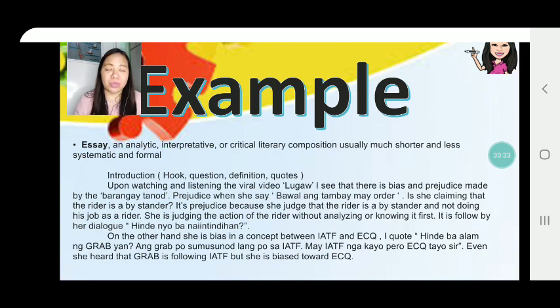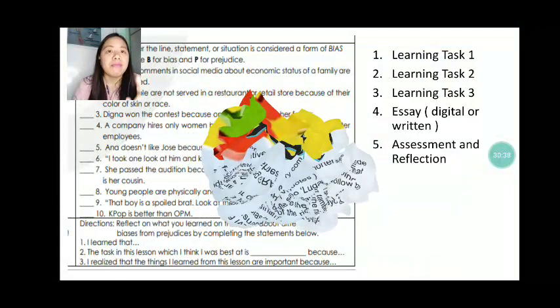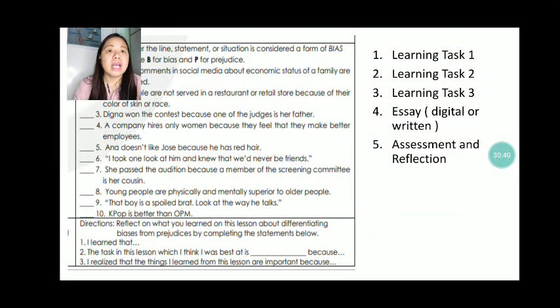Nag-quotes pa ako. So, ganito po yung ating gagawin. Okay? So, let's proceed. After that, you are going to do the assessment part wherein you are just answers only, right? B if it's bias and P if the example is prejudice. Then, do the reflection below. Kukumpletuhin nyo lang yan. I learned that.